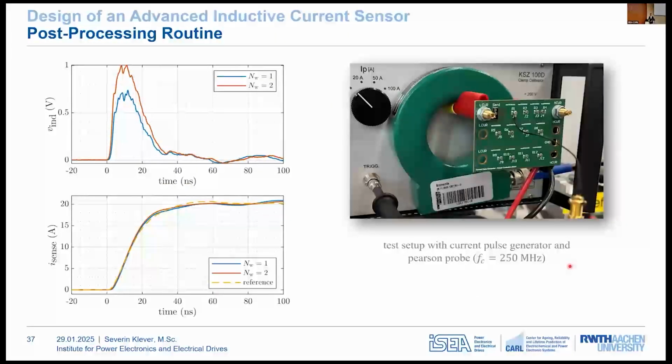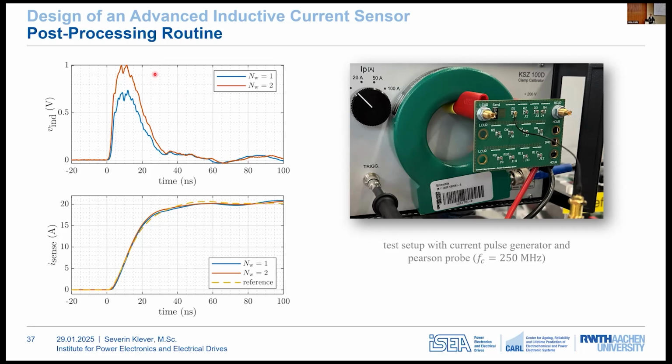The next step was testing the sensor in the time domain using a current pulse generator. And the setup shown in the image includes a closed core current transformer that's used as a reference. And the upper plot shows the raw sensor output in the time domain for two different variants, the single and the double winding. And here you can see that the double winding has a higher output voltage.